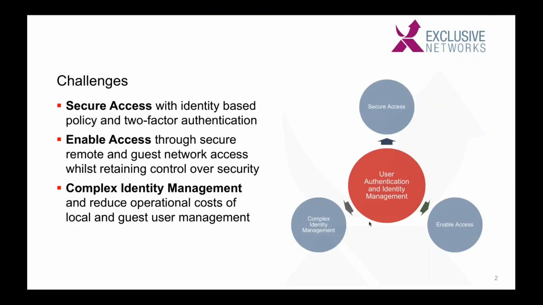So the challenge in network authentication is that we want to supply secure access, we want to enable access, and we want to make complex identity management as low cost as possible. From a secure access point of view, we want to look at things like identity-based policy and also two-factor authentication to apply a second level of security to our network access. We can also enable access through secure and remote guest network access. So for example, if we have guest Wi-Fi users on our network, we want to be able to authenticate them, but we also want to know who they are and what they're doing.